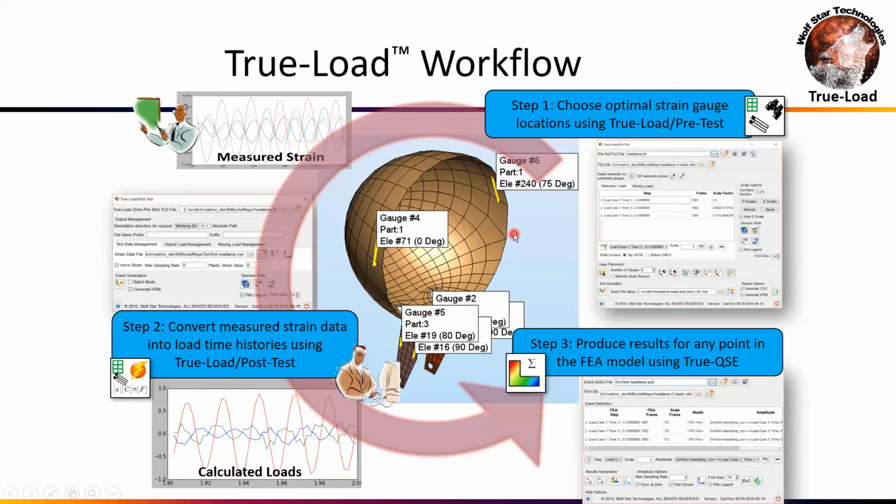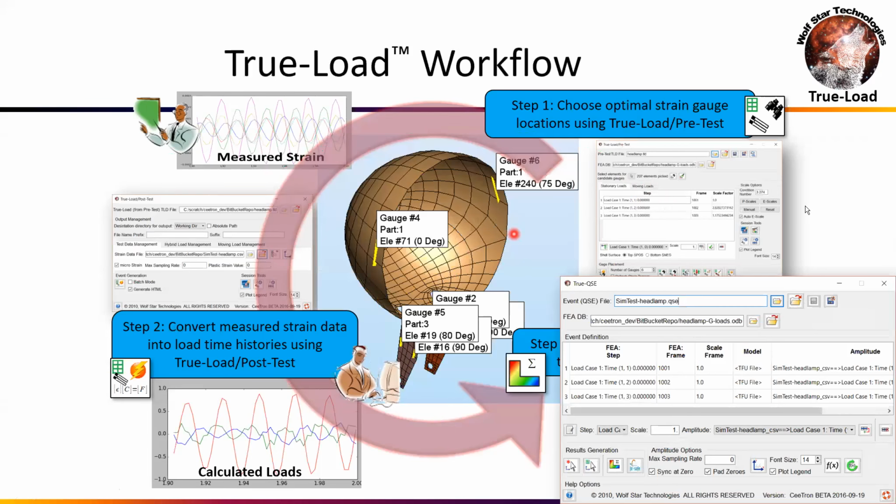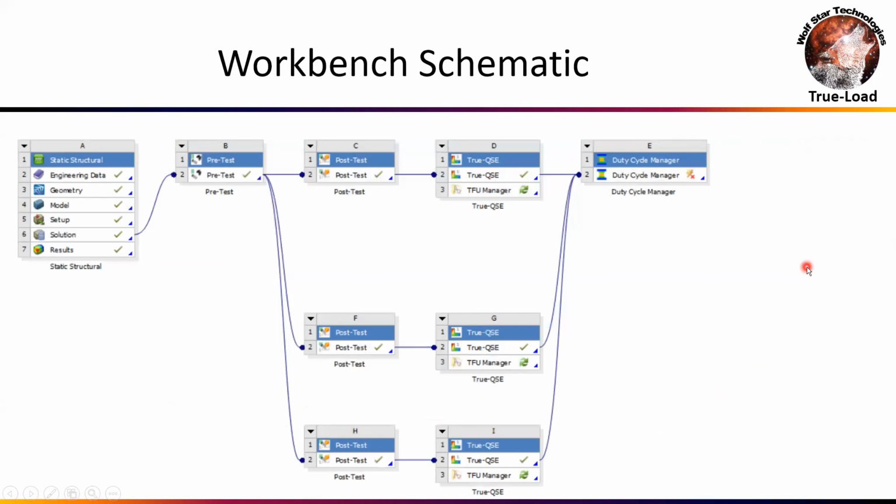And then we take that FEA model and we go back to QSE, and we just point the QSE file to the new FEA database, and then everything will be linearly superimposed properly, and you can see your response based on your design changes, okay? So it's a super quick way to get through lots of designs very quickly and easily, and understand your design changes. Okay. All right. I've got a Workbench schematic here.